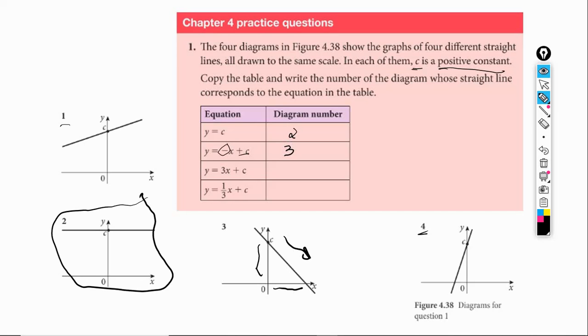The next one is y equals 3x plus c. We only have 2 options left, which are number 1 and number 4. Notice that the next equation is 1/3. So obviously this slope must be a lot larger. So this slope has to be much larger than this other slope, 1/3. So this has to be number 4, because number 4 has a steeper slope, as we can see. Very steep slope. And number 1 is the diagram number we have left, where we can see a slight slope of about 1/3.